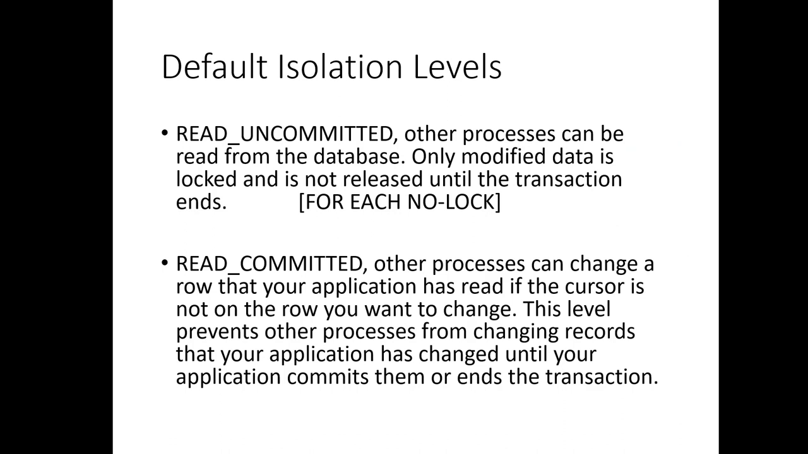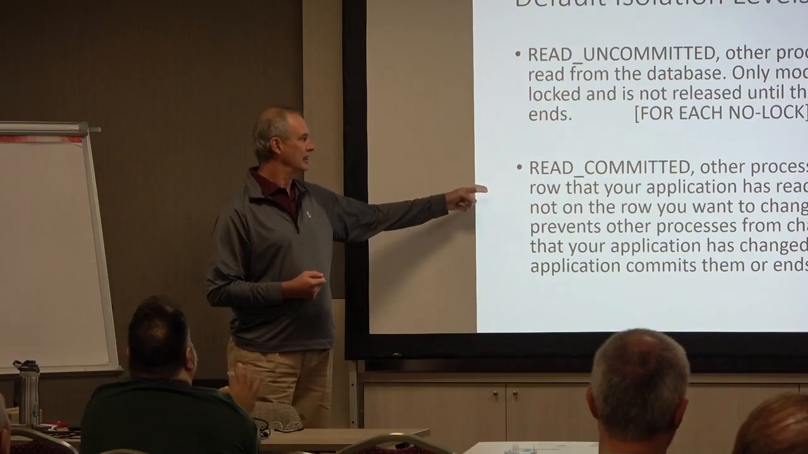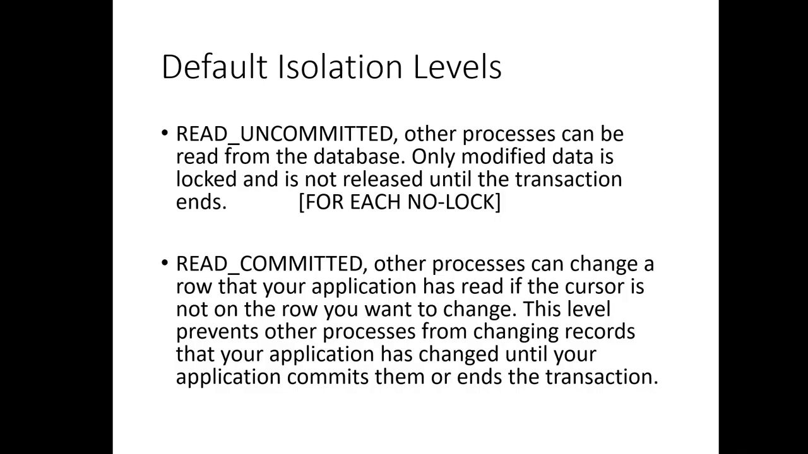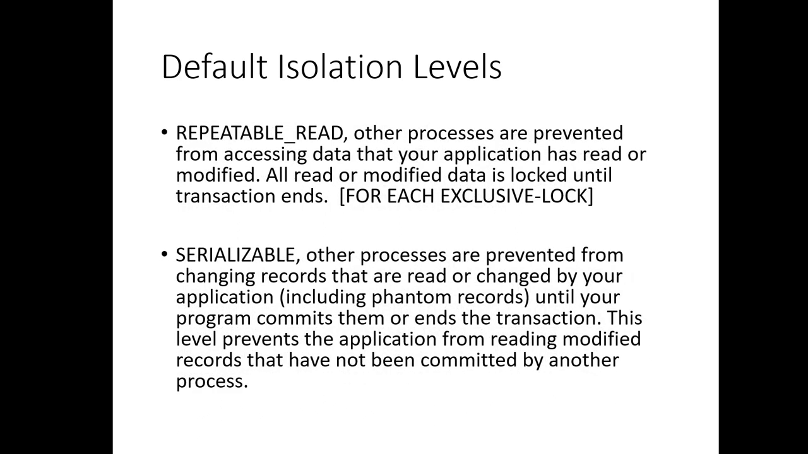So the four versions, again: read uncommitted is basically a for each no lock. Read committed is only taking data that has been updated in the database. It's kind of how the 4GL or ABL works by default. A repeatable read is basically the same as a for each exclusive lock. If you are updating data, nobody else is going to be able to touch it until you're done with it. And serializable means you locked everything, and until you're done, nobody's getting hold of anything. Questions on the isolation levels? Okay.